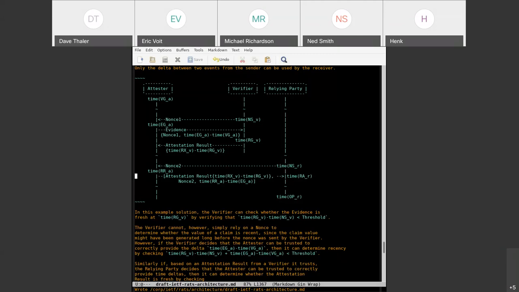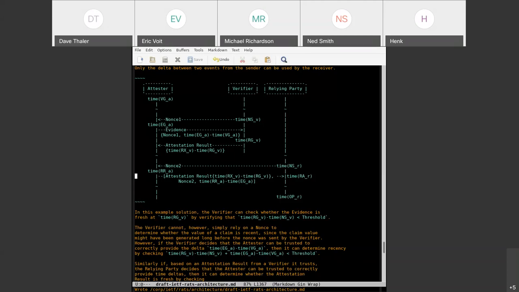Signed qualifies because you have to sign the nonce 2 and the attestation result with a different key than was on the verifier. Yeah. So the signature is the verifier saying, I did something to believe that these claims are valid, and so I signed it. That's what my signature means. But the relying party doesn't know necessarily what the verifier did. He trusts the verifier to send him stuff that's valid.